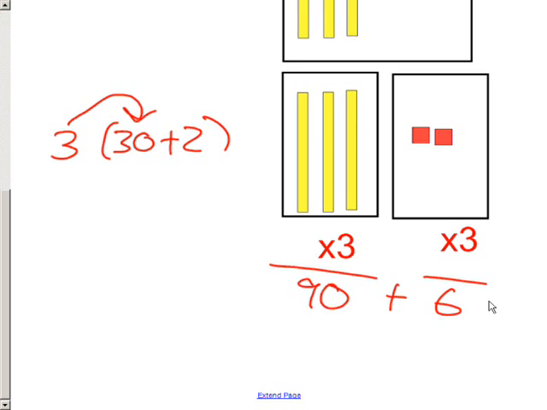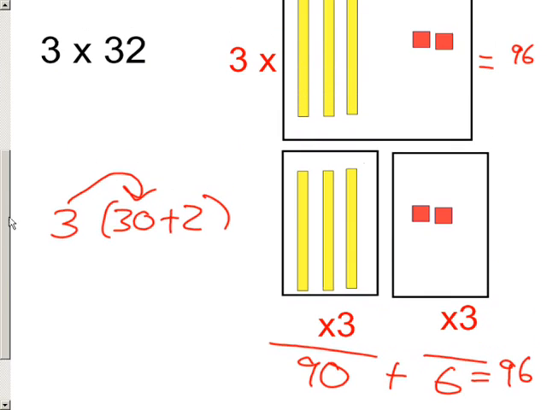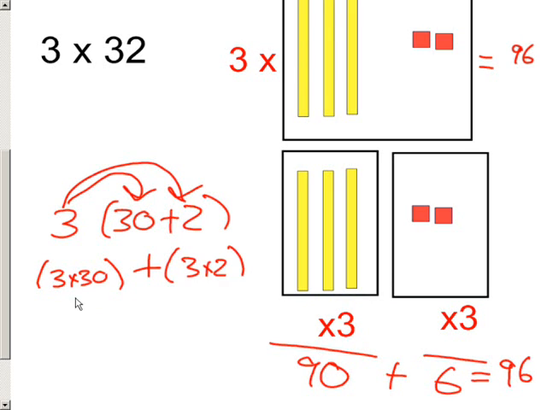If I add those two values back together, I get 96, which you can see is the same result as if we just did 3 times 32. So let's show it over here. 3 times 30 plus the 3 times the 2, and we end up with 90 plus 6, or 96. So that is the distributive property at work.